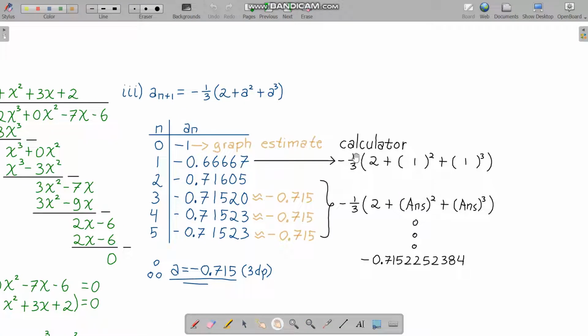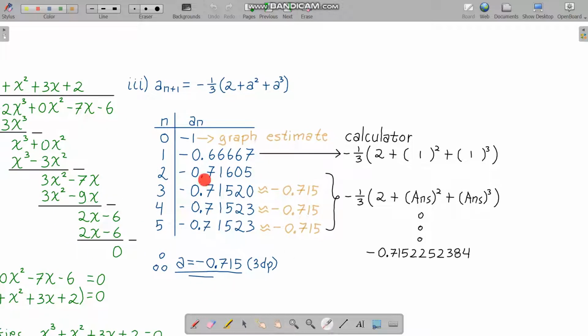So in your calculator, you replace the a with -1, so -1/3 times 2 plus 1 squared plus 1 cubed, you get this. And then from the calculator, you go back and replace the number 1 here. You delete the number 1 and you press the answer button, and you'll get this value, 0.71605. And now you just have to press the equal button again and again, and you get this value, this value, this value.